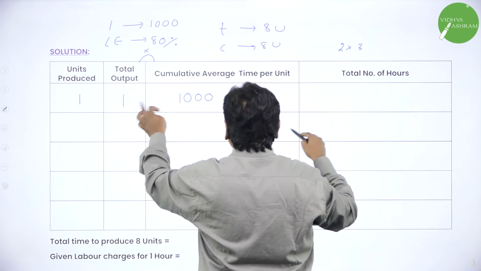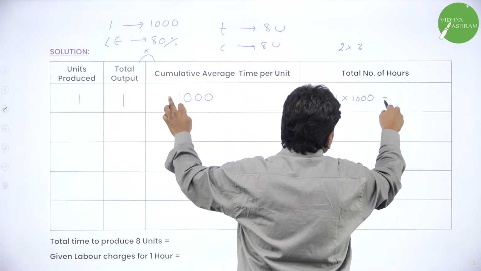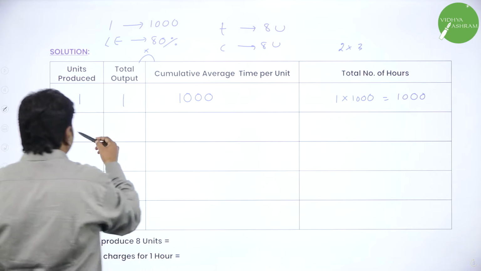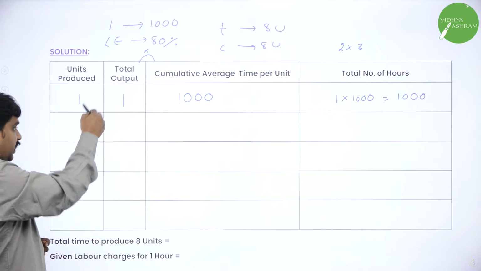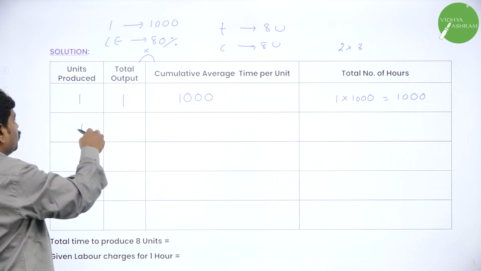You should multiply this. 1 into 1000. What is 1 into 1000? 1000. And next, second unit. See, I produce 1 unit. I'll write it here. Now I am producing 1 more unit. So now total 1 plus 1 is what? 2.